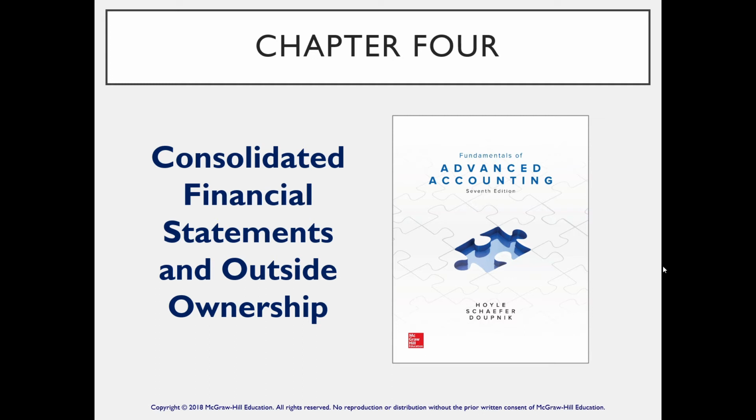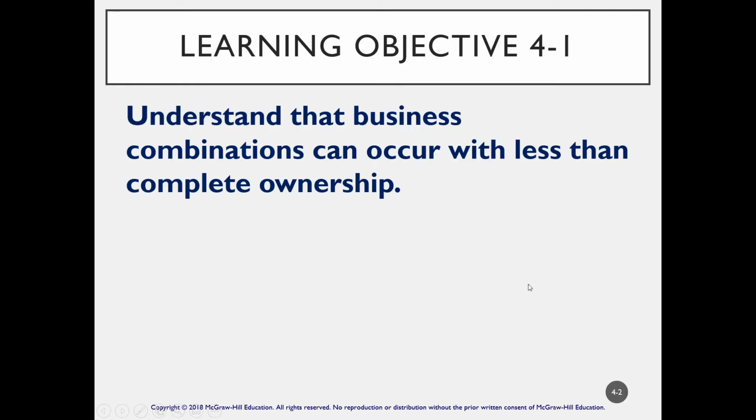Well, hello everybody. We continue on our journey in fundamentals of advanced accounting, consolidated financial statements, and outside ownership. So we're trying to understand business combinations. We looked at the previous chapter at 100% ownership. In this case, we are looking at less than 100% ownership, but more than 50%.